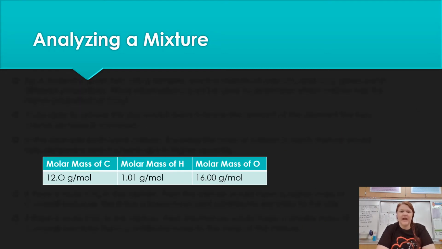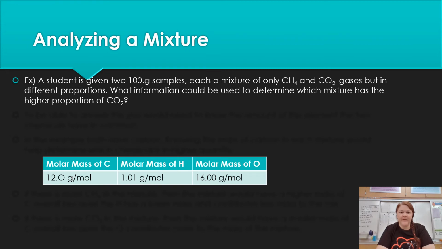All right, we're going to take a look at another example here and how we would approach this type of problem. So a student is given 200-gram samples, so same mass. Each is a mixture of only CH4 and CO2 gases. So we've got two containers, they've got the same gases in them, but they're in different proportions, different percentages, right? So same mass, same chemicals, different percentages. What information could be used to determine which mixture has a higher proportion of carbon dioxide?